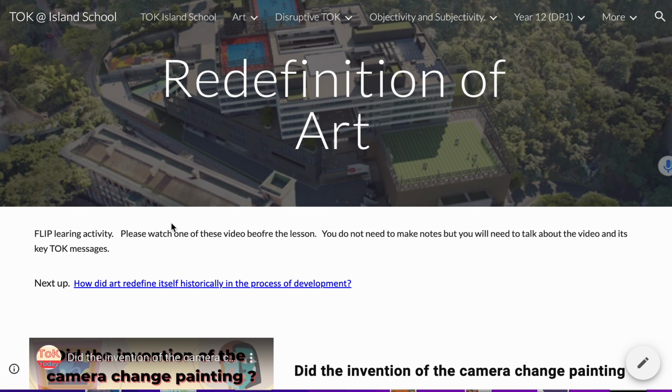So in this lesson we thought about the redefinition of art. Just to emphasise that in TOK we're not actually interested in the pieces of artwork itself, but we're interested in the knowledge that they generate.